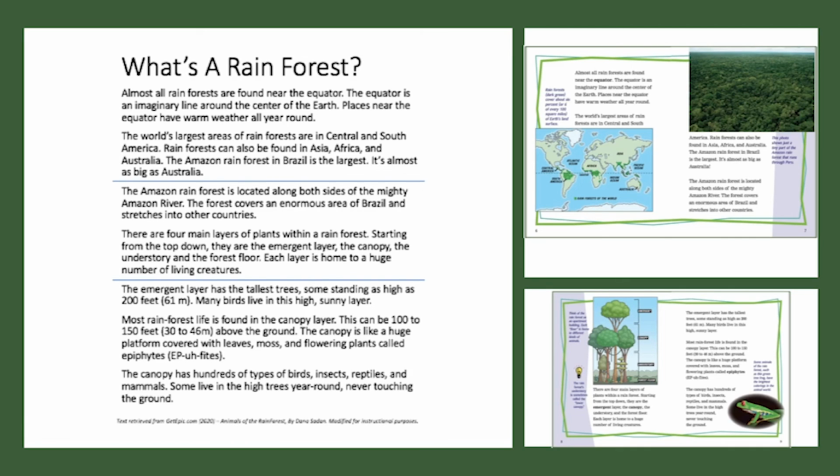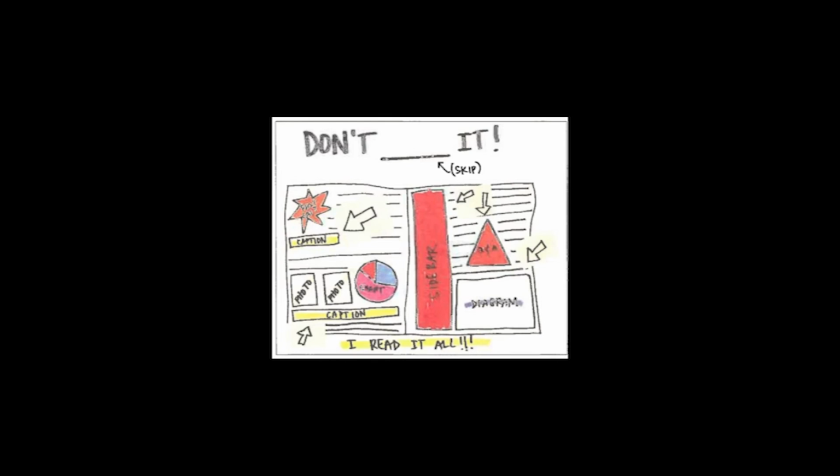The author carefully chose specific features to give the reader more information about the topic. As readers, we need to make sure that we understand the purpose of text features and how to utilize them in our reading. We also need to make sure that we have a plan for reading so that we don't miss out on any pertinent information.